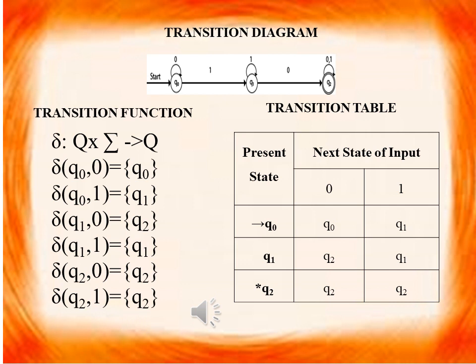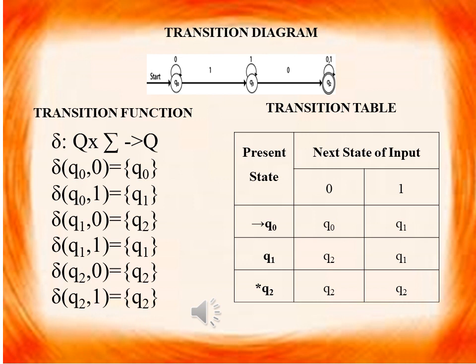Here we are going to represent the transition function and transition table using the transition diagram. Transition of Q cross sigma, which implies Q. That is, transition of Q0, 0 gives Q0 as a self loop. Transition of Q0, 1 gives the input to Q1, so we are writing Q1. Transition of Q1, 0 gives the input value 0 to Q2, so we are writing Q2.